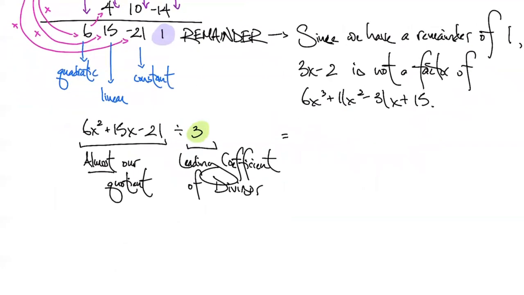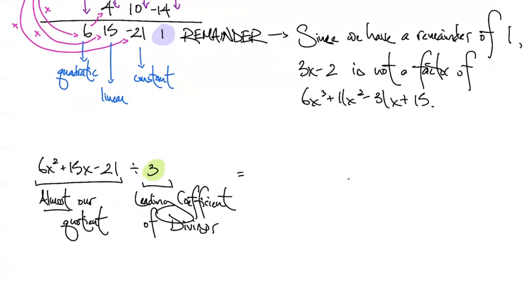Once we divide these, that will give us our actual quotient, right? So take a moment, 6x squared plus 15x minus 21, and I want you to divide and tell me what you get. That will lead us to our quotient.